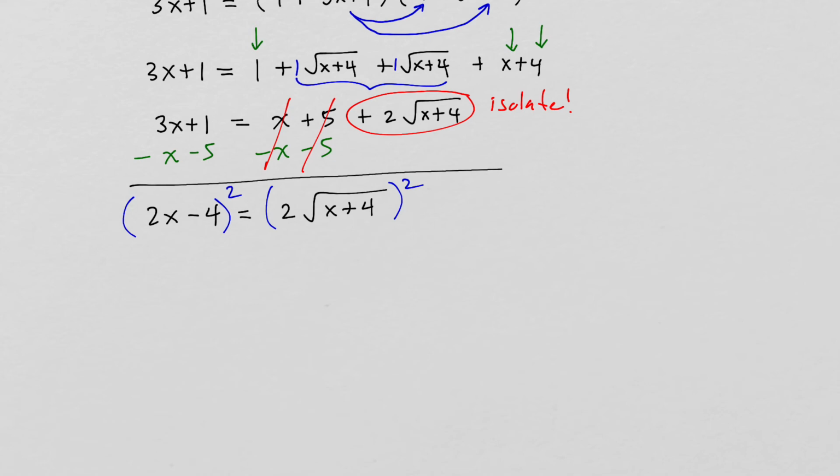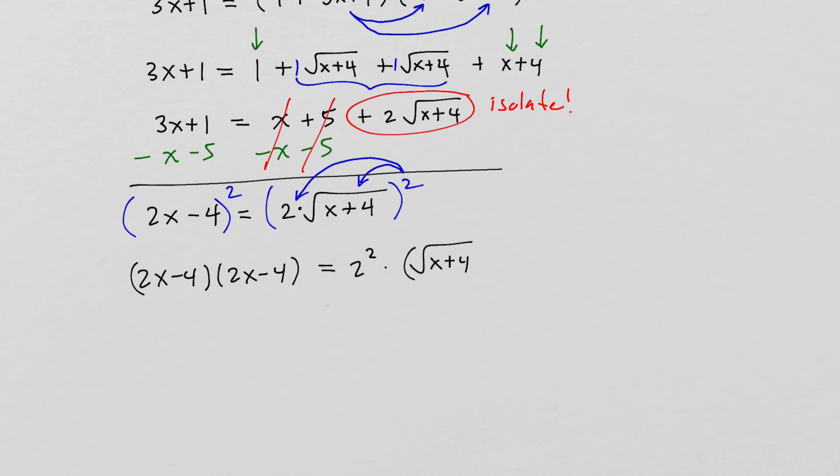So on the left-hand side, we get 2x minus 4 times 2x minus 4. On the right-hand side, when you square this, you need to square the 2 and square the radical. It's a little different because we have multiplication here. So we're going to end up with 2 squared times the square root of x plus 4 squared. 2 squared is 4, of course. And then in the second one, the radical and the square cancel out, and we just get x plus 4.